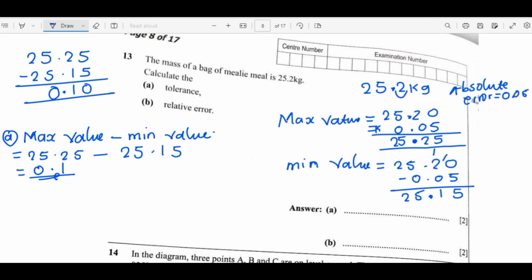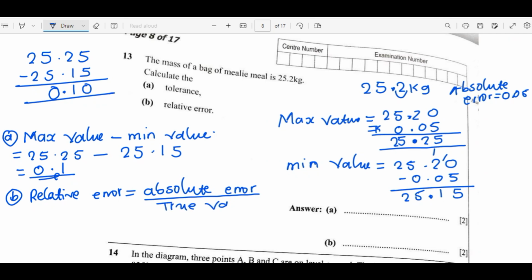Let's move on to relative error. Relative error is given by the absolute error on top, remember that, divided by the true value. So the absolute error is 0.05 kg divided by 25.2 kg. This is a ratio, we are going to cancel the units, giving us 0.05 over 25.2.